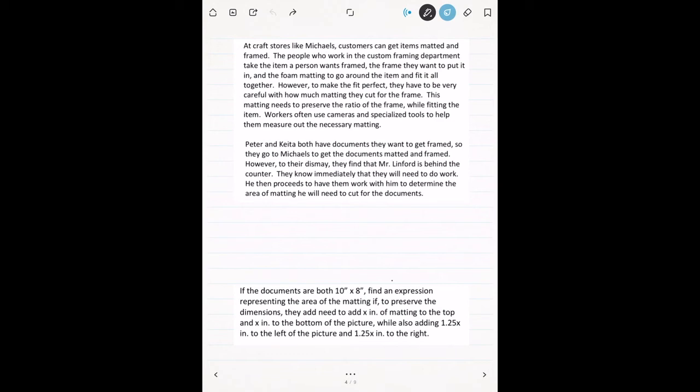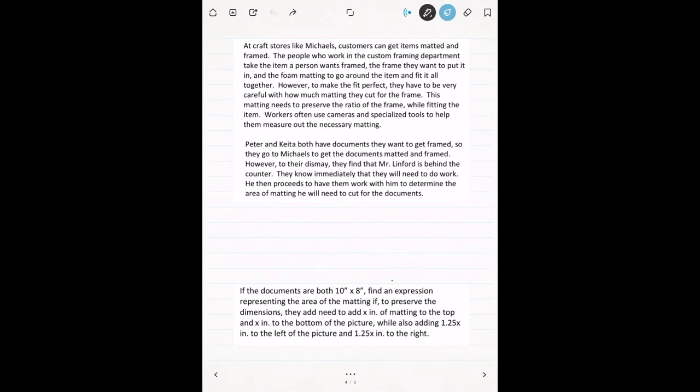Now, to make the perfect fit, they have to be very careful with how much they cut of matting for the frame. And by the way, this can get kind of expensive. I don't know if it's done by square inches or square centimeters, but you're charged for how long, obviously, for the frame. Sometimes there's a flat rate, but especially for the matting, how much area of matting they have to use, how many square inches, square centimeters, whatever it is, however much they have to use, you get charged for that. So we want to know how much area of space is with that matting.